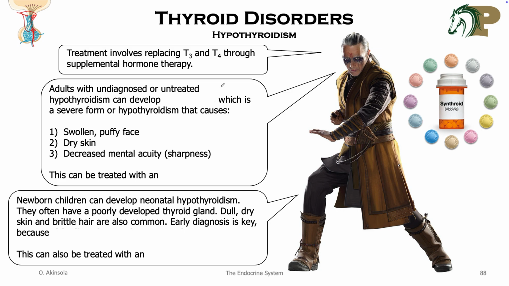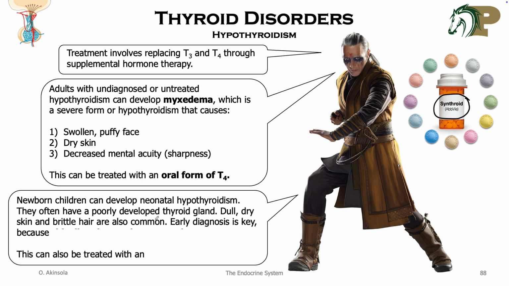Adults with undiagnosed or untreated hypothyroidism can develop myxedema, which is a severe form of hypothyroidism that causes swollen puffy face, dry skin, and decreased mental acuity or sharpness. Okay. This can be treated with an oral form of T4 called Synthroid. Okay.